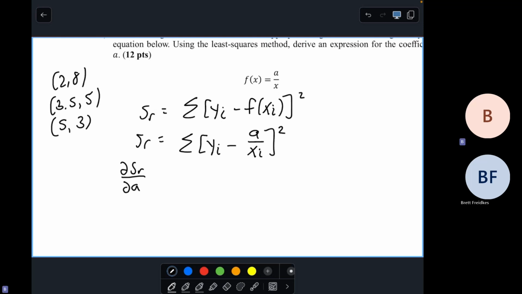It wouldn't matter, because there's only one variable. It ends up being the same, but that's typically how we'll write it. So if we're taking the partial derivative of a series, we can take the partial derivative of the term inside the series. That will cause this 2 to come down. We have yi minus a over xi to the 1. Am I done? What am I missing? I think the derivative of the inside with respect to a, which is negative 1 over xi. And that whole thing has to be equal to 0.